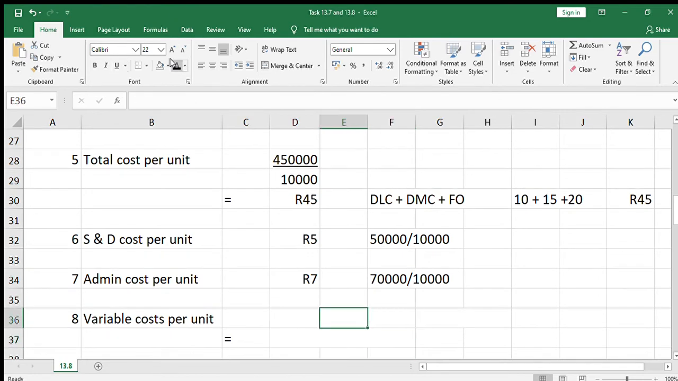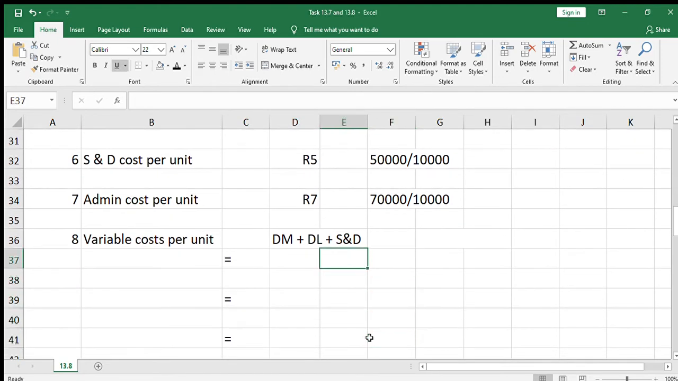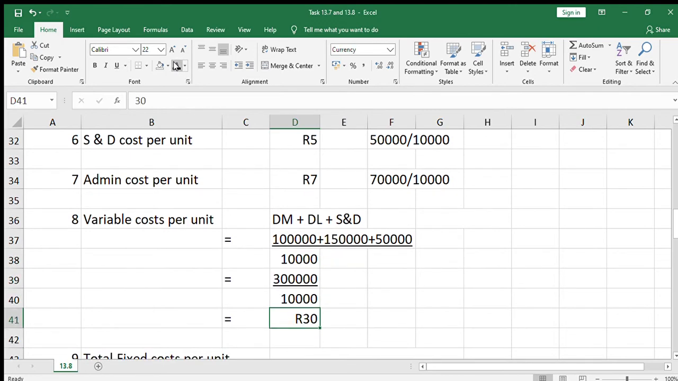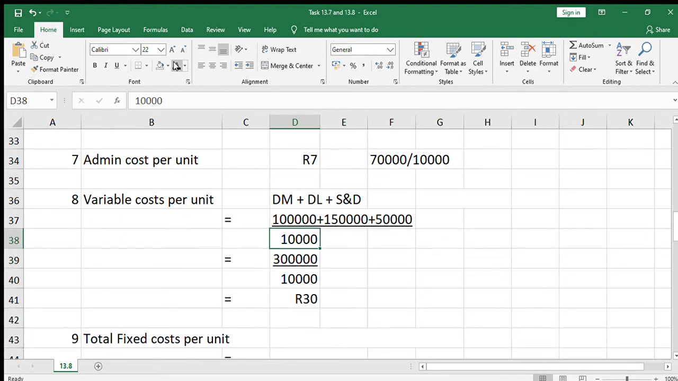Okay, now our variable cost per unit will be the direct material plus the direct labor cost plus the selling and distribution cost. I've just abbreviated the formula for you there. So direct material was 100,000, direct labor 115,000, and the selling and distribution 50,000. Divide that all by 10,000 units. Our final answer will be 30 Rand per unit. Alternatively, we could have done this calculation like this here. Remember, it's direct material plus direct labor plus selling and distribution.